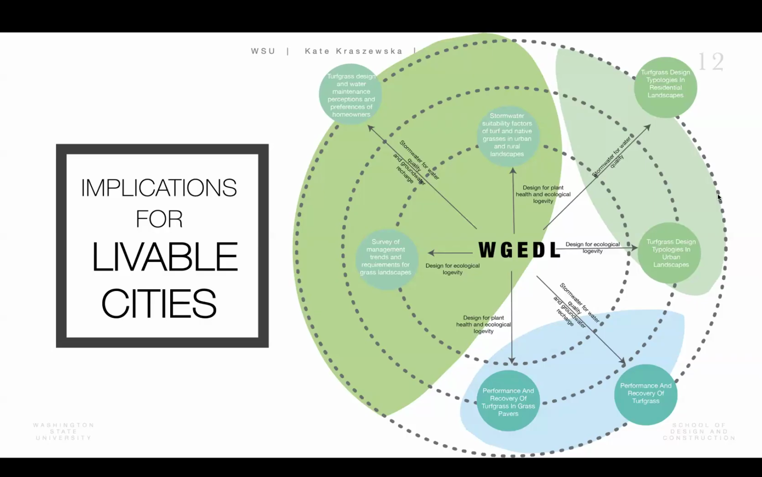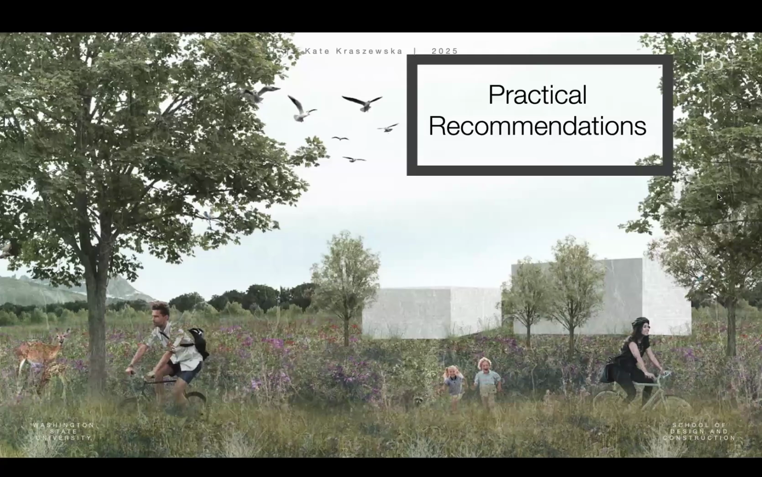Cities don't need to choose between human usability and environmental performance. Thoughtful design can achieve both. Based on our findings, several practical strategies for urban planners and designers exist. First, prioritize combination typologies that integrate recreational spaces with diverse plantings.